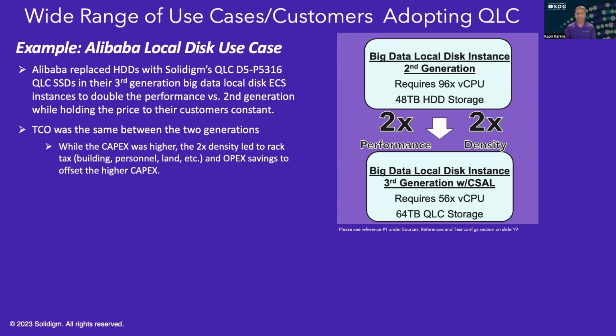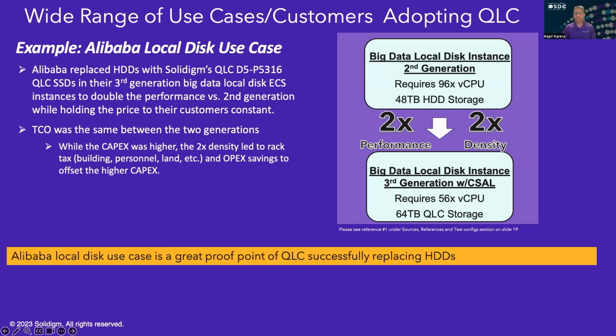To make it simple, an iPhone analogy comes to mind. The new iPhone came out last week. It is the same price as last year's iPhone, but the performance is much better. Alibaba basically delivered the same thing to their customers with their local disk service. They doubled the performance of their third gen QLC-based big data instances, but held the price of those big data instances the same as what they had in the second generation with HDDs.